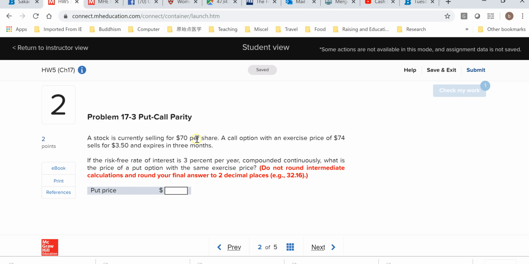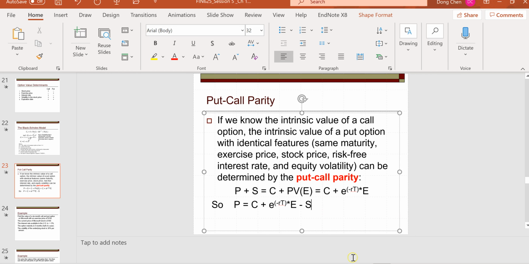So here we need to use the so-called put-call parity to solve for the price of a put option. If you check my lecture slides or the book, you will find that the put-call parity is like this: P plus S equals C plus the exponential function raised to the power of negative R times T, times the exercise price. R here is the risk-free interest rate compounded continuously, and T here is the maturity of the option, quoted in years.